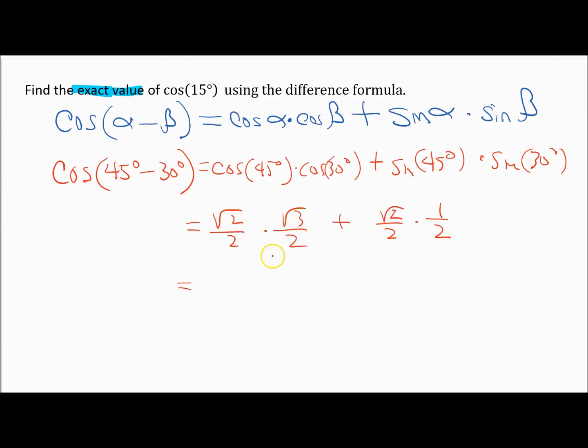Square root of 2 times the square root of 3 is the square root of 6, and 2 times 2 is 4. You remember how to multiply fractions? Numerator times numerator, denominator times denominator. A square root times a square root.